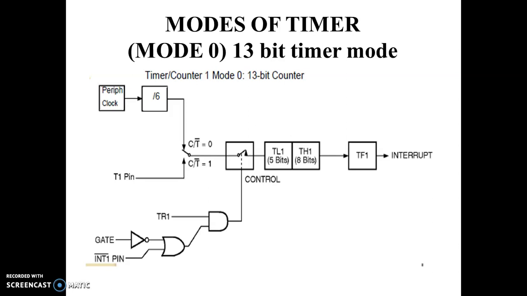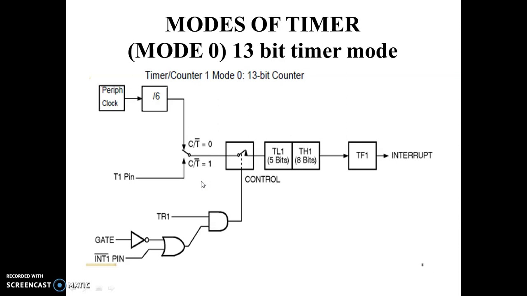In this case, if gate is equal to 0, then by using the NOT gate, 1 is applied to the OR gate. Here INT1 bar is equal to 0, so the output of the OR gate is 1. So if TR1 is equal to 1, then the output of the AND gate is also 1. Then the control switch is closed. If CT bar is equal to 1, then it is used as a counter. Then the 8 bits of TH1 and 5 bits of TL1 form the 13-bit register. It is used for the counting.